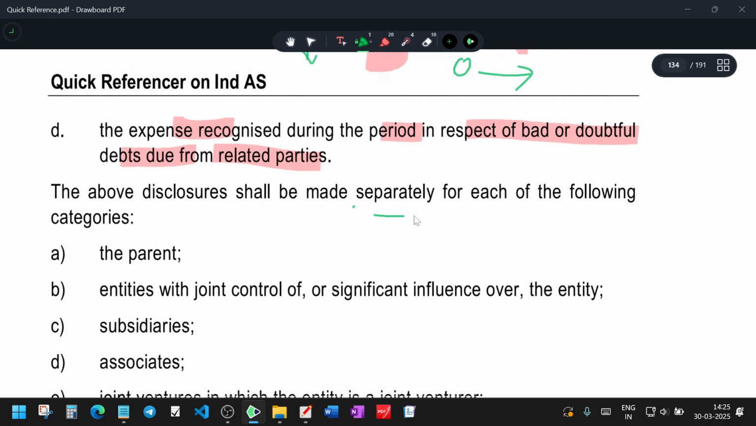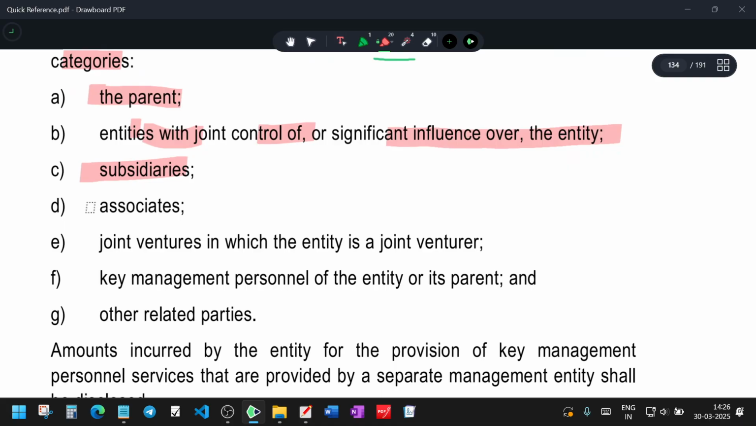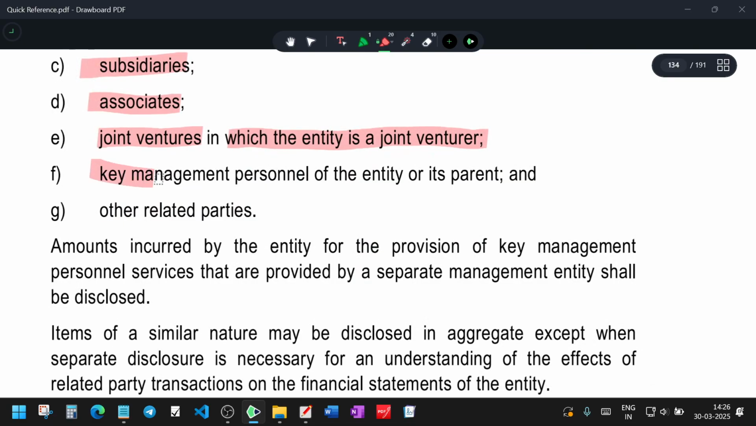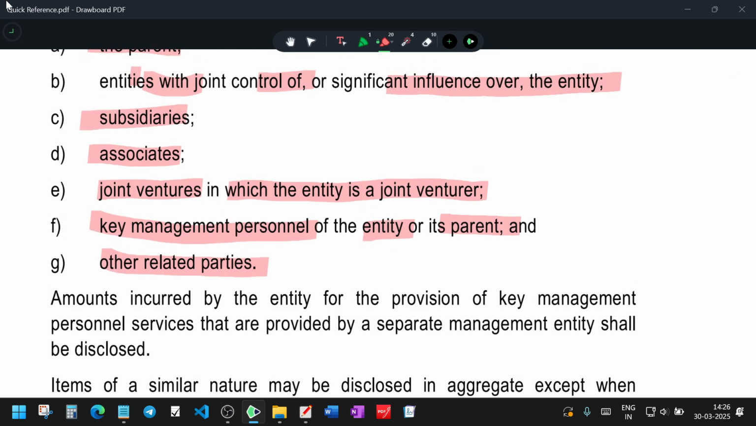The above transactions should also be disclosed separately for each of the following categories: the parent entity, entities with joint control or significant influence over the entity, subsidiaries, associate companies, joint ventures in which the entity is a joint venturer, key management personnel of the entity and its parent, and other related parties. So under every heading they should say what else should be said.